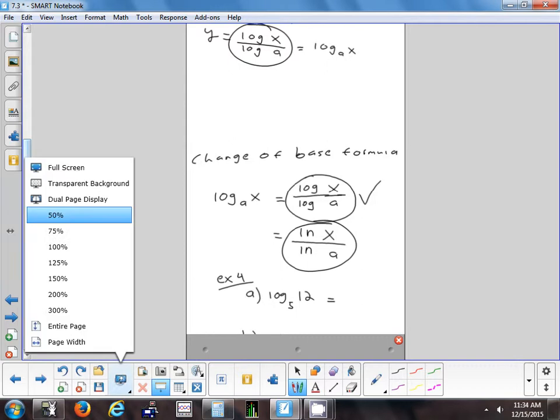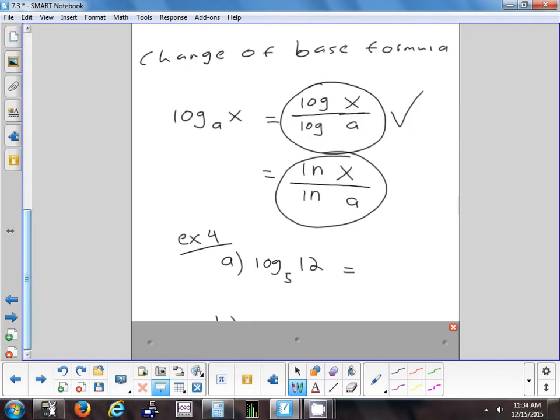All right, so let's try example 4. Log base 5 of 12. You don't have to tell me both ways. Just tell me one way I could rewrite this so I can type it in on my calculator. Log 12 over log 5. That's it. And if they want the decimal, we just type it in.